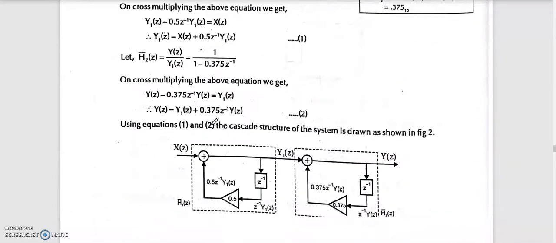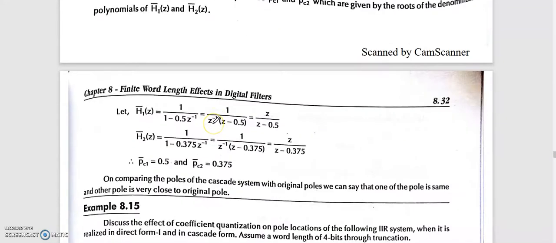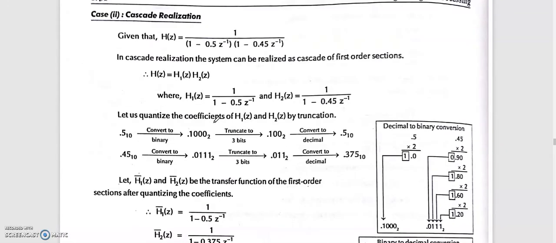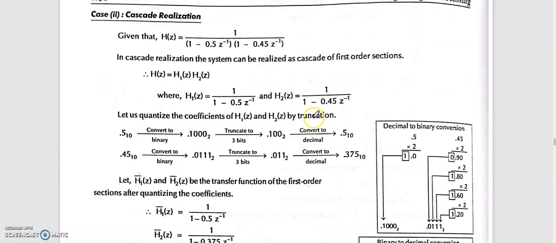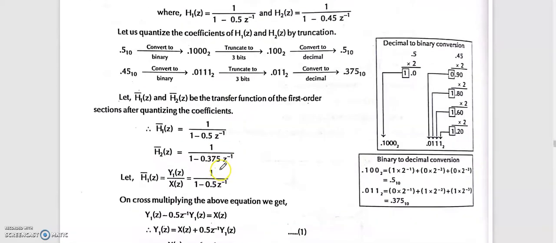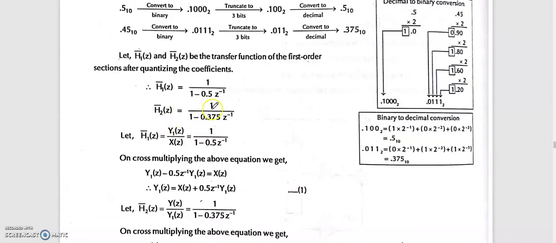Again the poles are the same, and when we change the coefficients, 0.5 in binary remains in the same form when we truncate it to 3 bits. But 0.45 changes, it becomes 0.375. All you need to do is study the change happening here. So H1 of z new remains the same, H2 of z is changed.